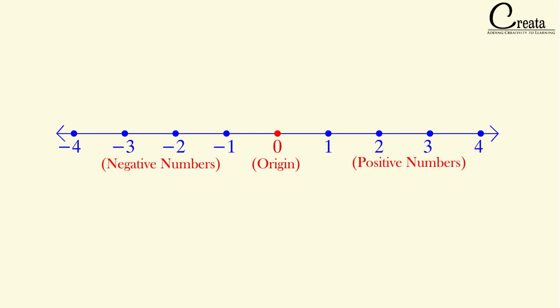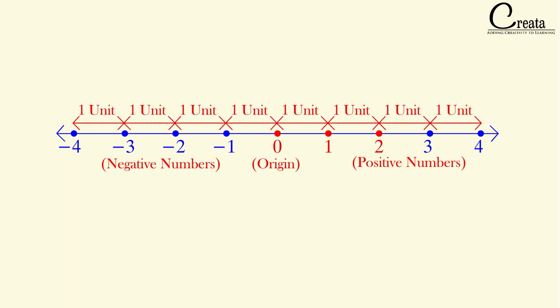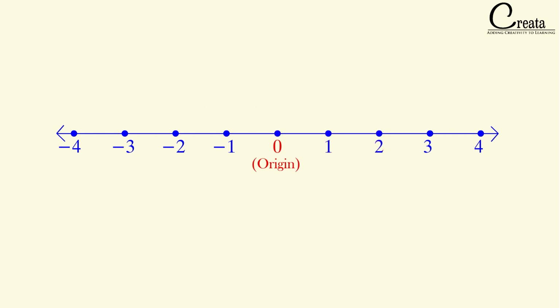Means if we talk about the number 1, the number 1 is at 1 unit from the point of origin, that is 0. This distance is 1 unit. Similarly, the distance between 1 and 2 is 1 unit. And likewise, the distance between any two consecutive number is 1 unit. All this distance is 1 unit. Means all these points are equidistant from each other. This is the number system. The same fundamental will be used in the coordinate system.